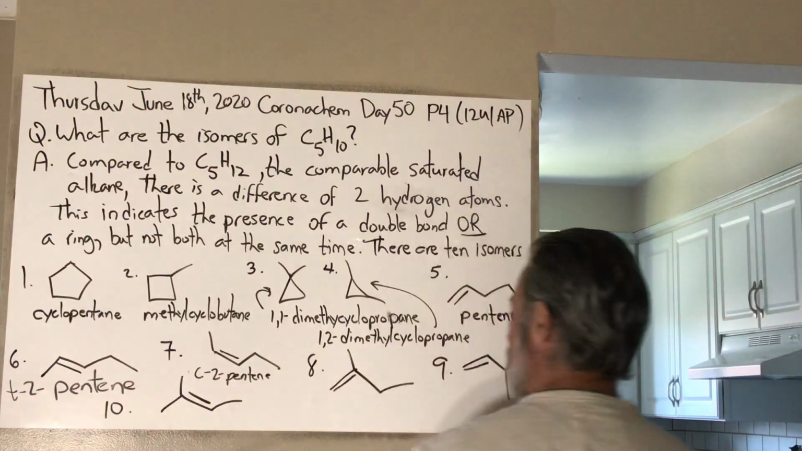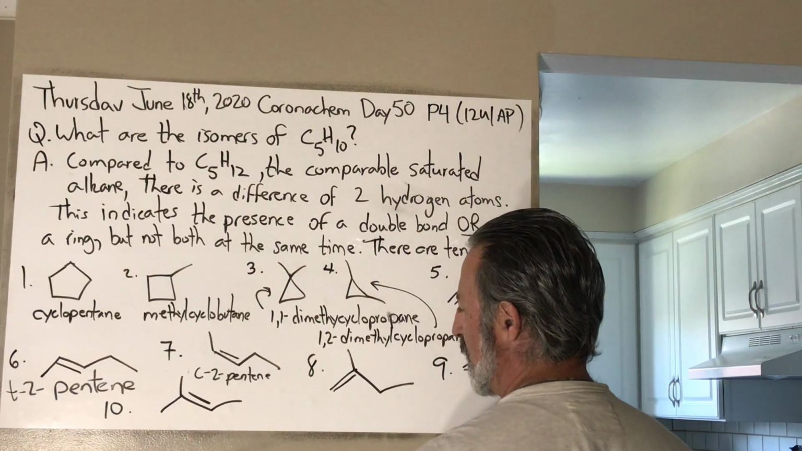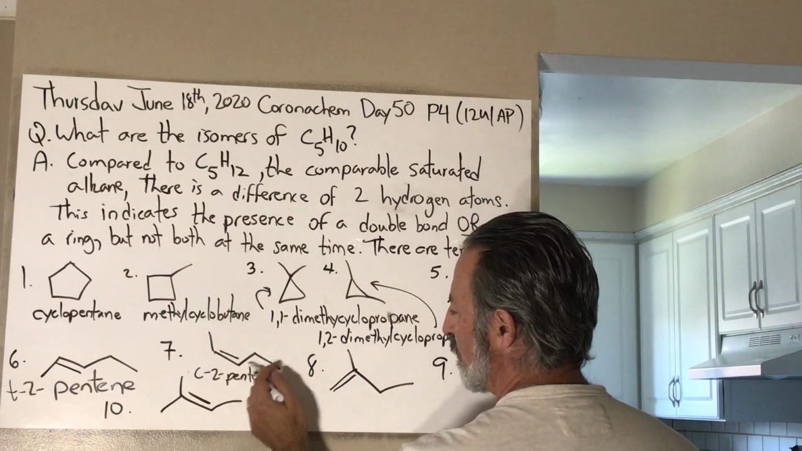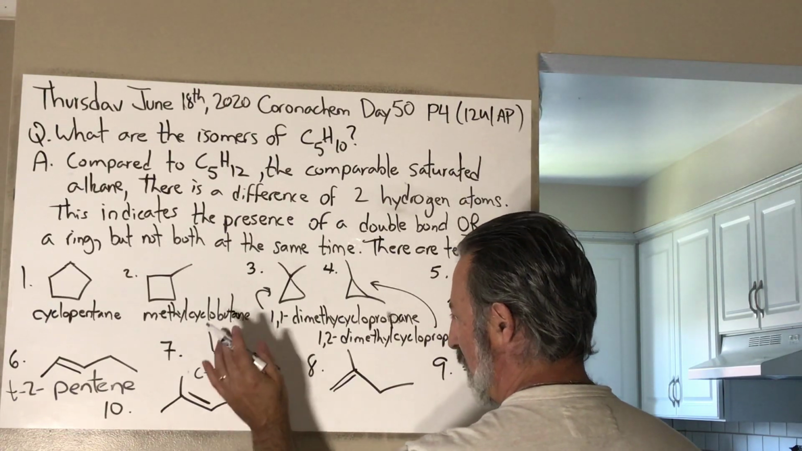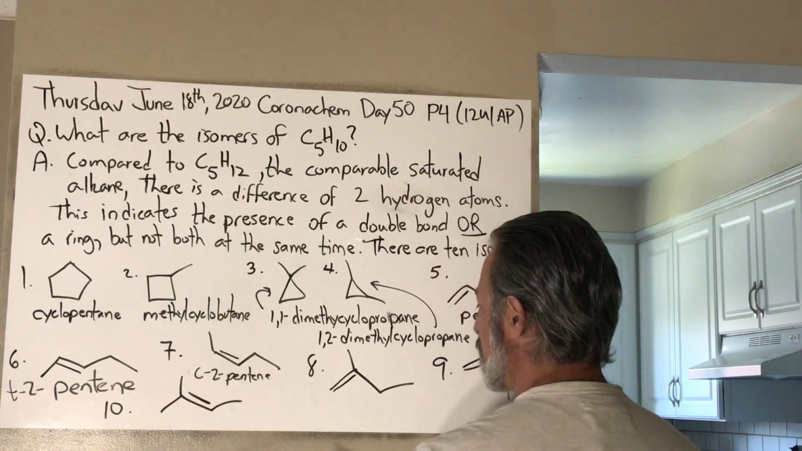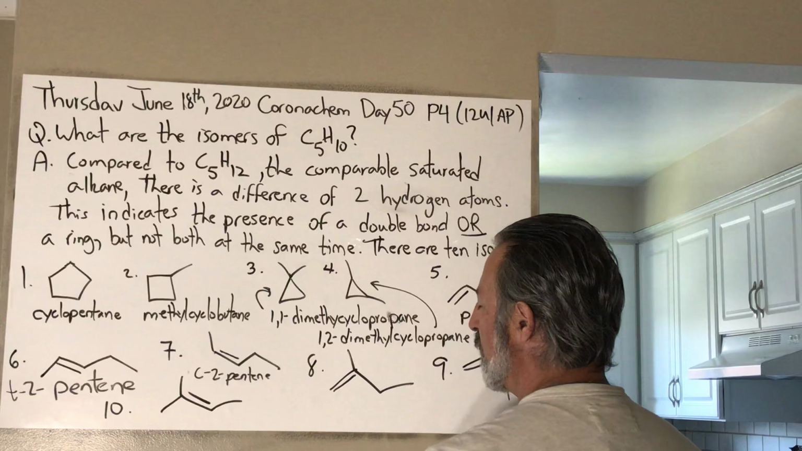In the 8th possibility, what I've done is I can't move the double bond over here because that's still 2-pentene. So I've exhausted all the possibilities with a chain length of 5. So now let's move to a chain length of 4.